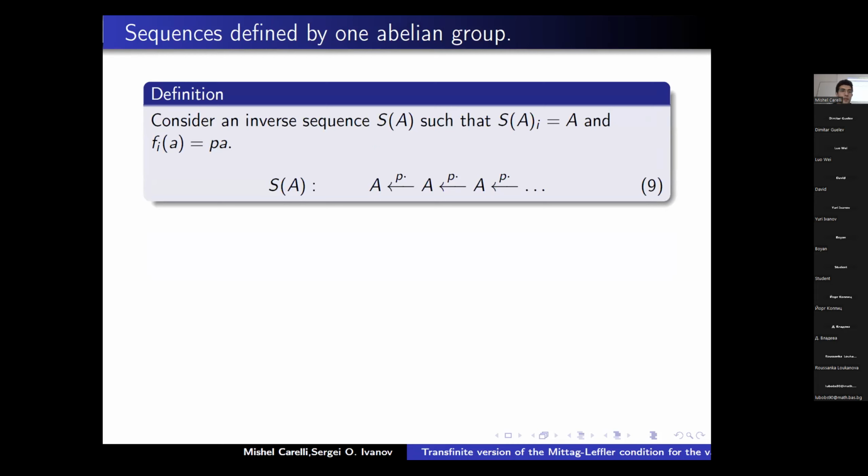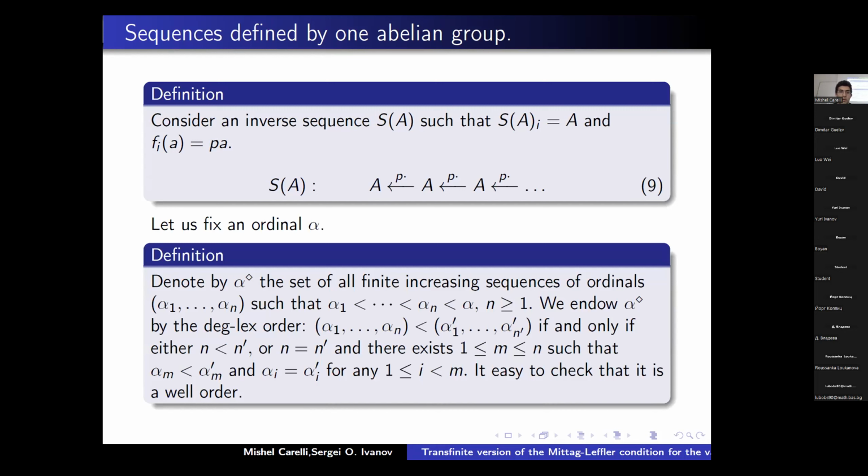First, let's begin with some preliminaries. Let me define the sequence S of A, where A is an abelian group, and S of A is just a sequence where every member is this group, and the mapping is just multiplication by p. Okay, and now we fix an ordinal alpha. It's another definition. We define A diamond. A diamond is the set of all infinite increasing strings of ordinals, strictly increasing and all of them less than alpha. And we endow it with the following order.